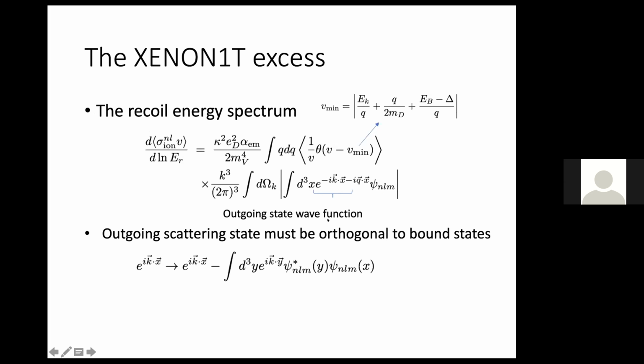But we know that there are subtleties there. The first one is that, from the basic principles of quantum mechanics, the ground state wave function and the outgoing scattering wave function belong to different eigenvalues of the Hamiltonian. That means they must be orthogonal to each other. So we must subtract the bound state part from this plane wave, or we will get an unexpected large signal, and then the result will be inaccurate.